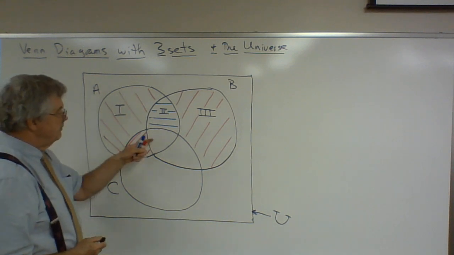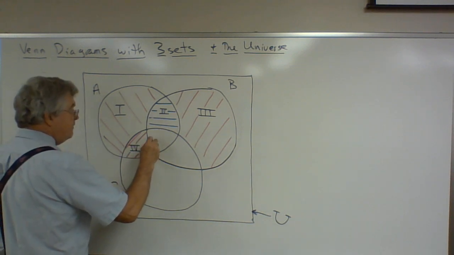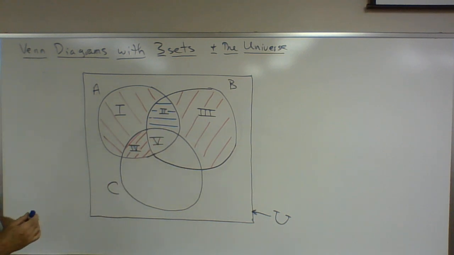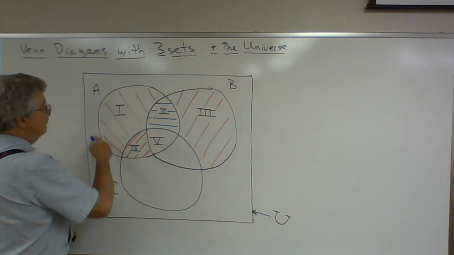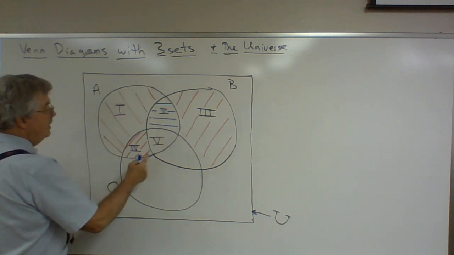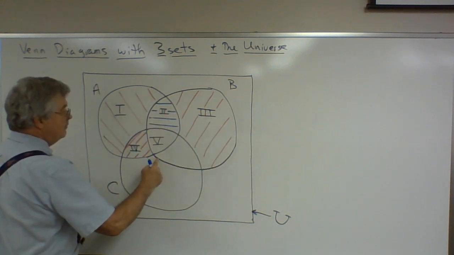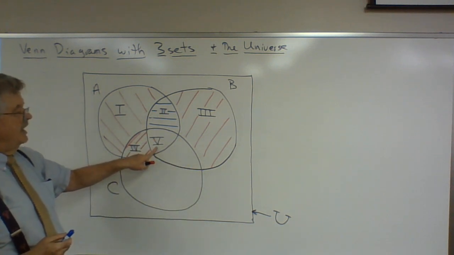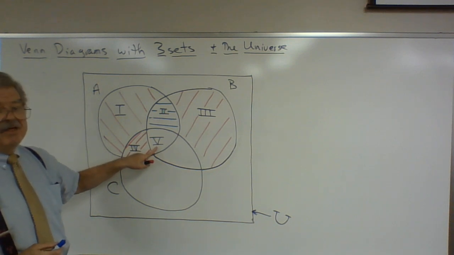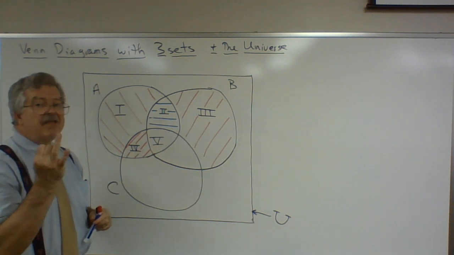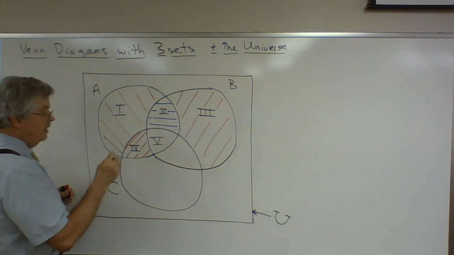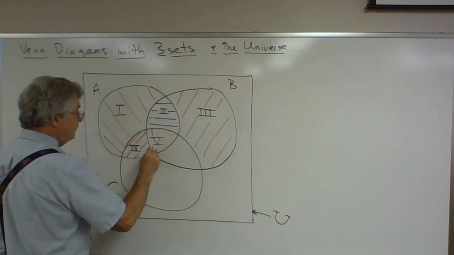Going across from left to right, the next region is five. What can we say about region five? It's in the A circle. It's in the B circle. And it's in the C circle. So region 5 is the set of all elements that are in set A, and they're in set B, and they're in set C. And we'll shade it like this.